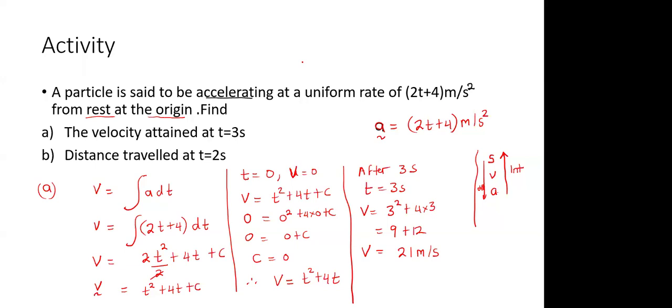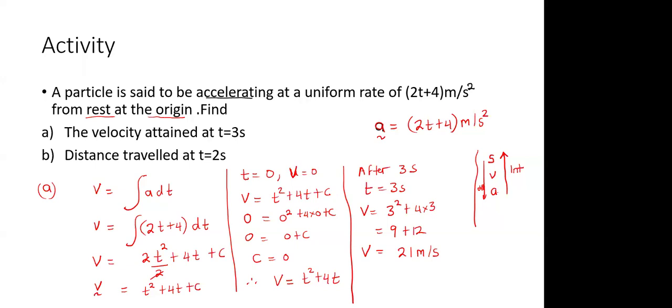Teacher, good afternoon. My question is, why do we use t equals 0 and v equals 0? I get the v equals 0, but why don't we use the 3 seconds first? Okay. Now, our first intention, Daisy, is to first find what is C.